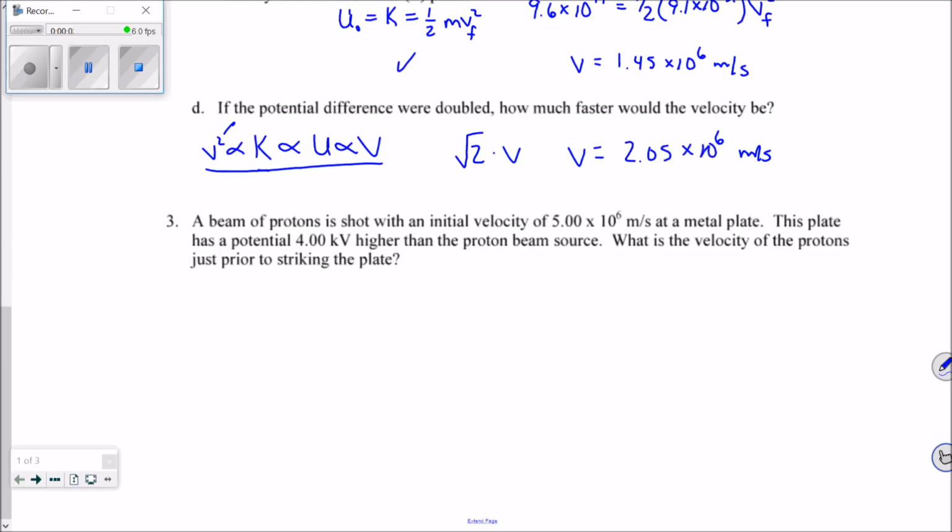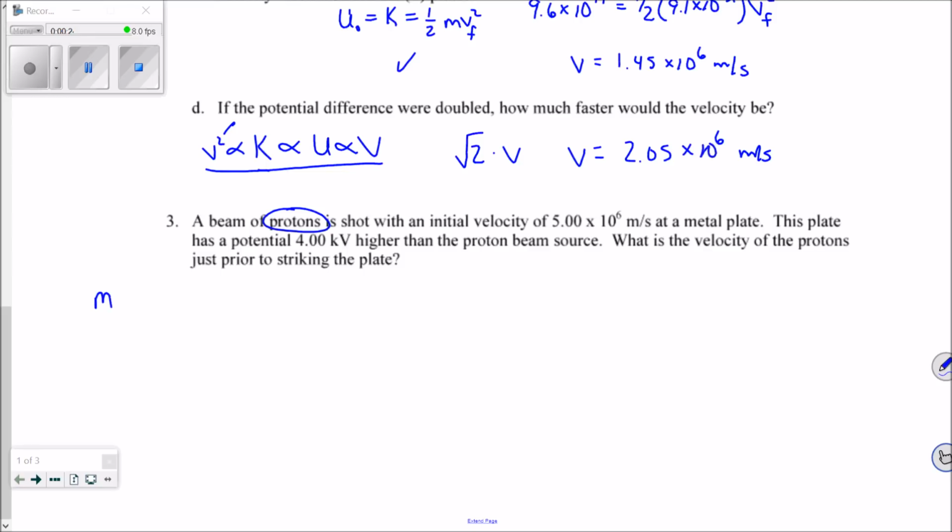Looking at question number 3, we have a beam of protons. Rather than try to think of this as a bunch of protons flying through the air, it's best if we just think about this as a single proton. So if I can ask myself what a single proton would do in going through this scenario, I'll be able to determine what the whole beam will do.